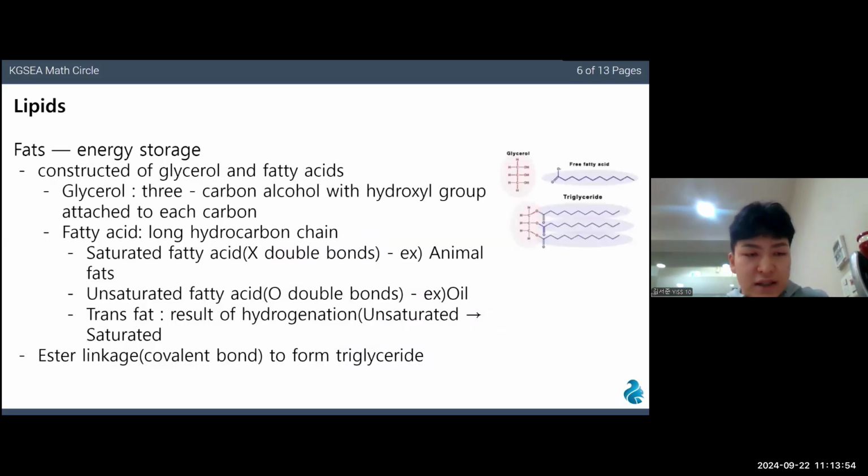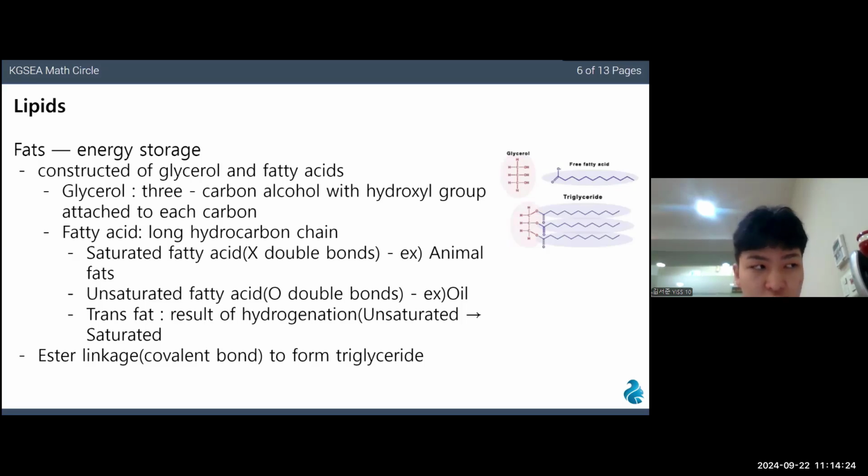First of all, fats. Their function is energy storage, and they're constructed of glycerol and 3 fatty acids. Glycerol is a 3-carbon alcohol with a hydroxyl group, OH, attached to each carbon, and a fatty acid is a long hydrocarbon chain. There are 3 types of fatty acids: saturated fatty acids, which do not have any double bonds, and examples are animal fats; unsaturated fatty acids, which do have double bonds, and examples are oils.